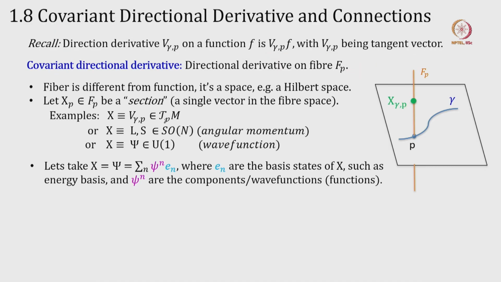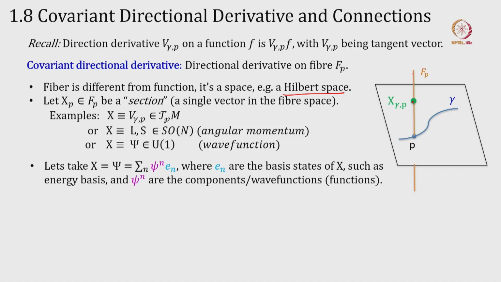Okay. So, it is always a good idea to take an example to begin with, and then we can formalize it. For us, we will probably not formalize it completely, but we will do it enough to give you the complete idea about how this covariant derivative works. Okay. So, as I alluded, a fiber is different from functions, it is a space. For example, it is a Hilbert space is what we are interested in, and any element of this fiber.